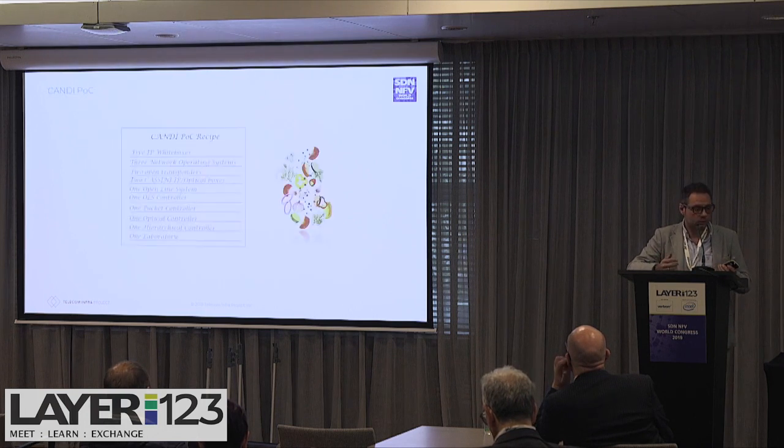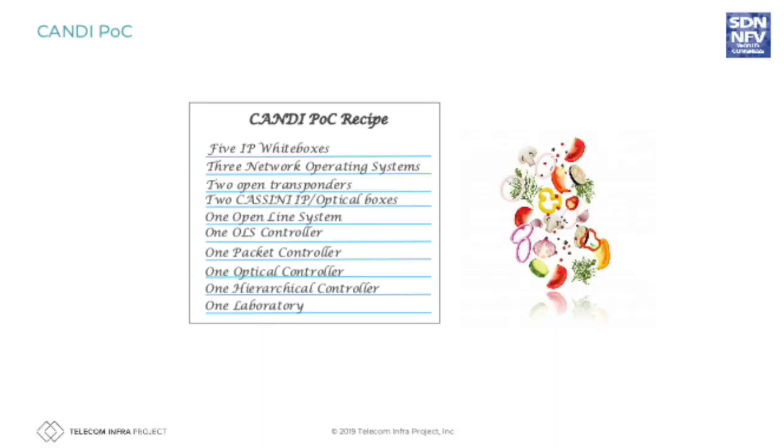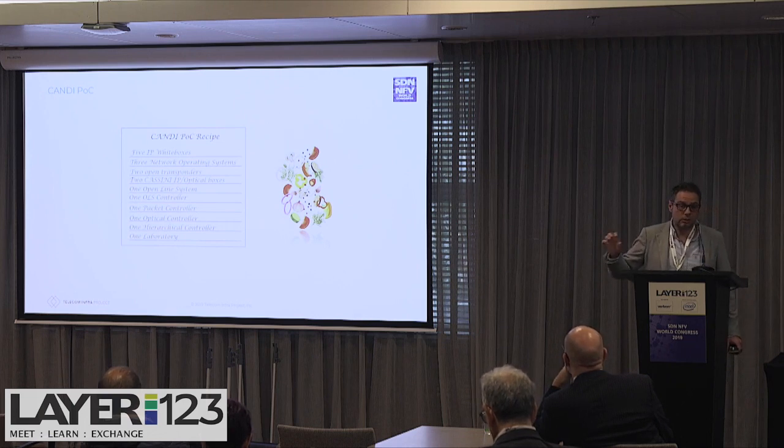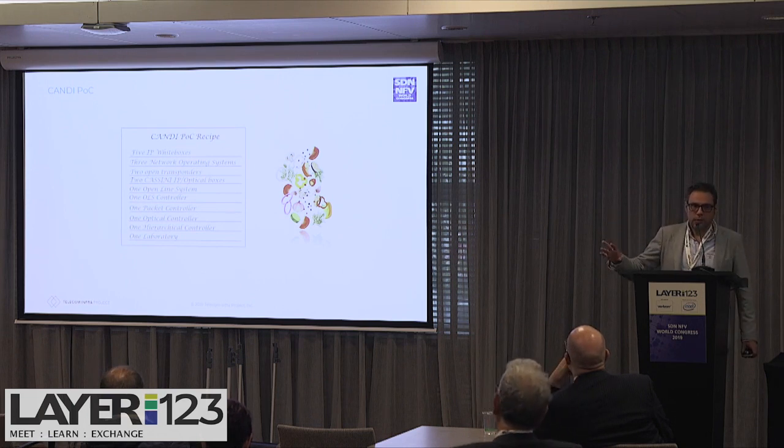So, let's find out whether it was possible. What did we do? With the help of NTT, we took to our lab 5 white boxes, 3 different network operating systems, and 1 open line system. We took a couple of pairs of transponders. One pair is commercially available transponders. Also, we took Cassini IP optical boxes, which in this case we are just using as transponders. We took 1 IP controller.